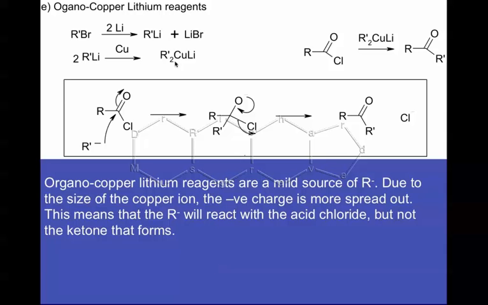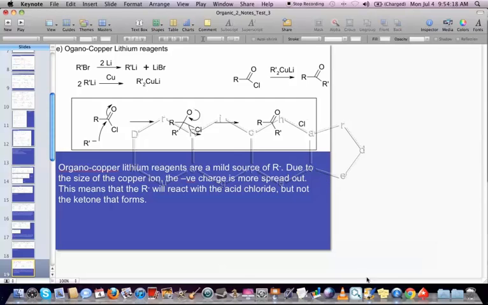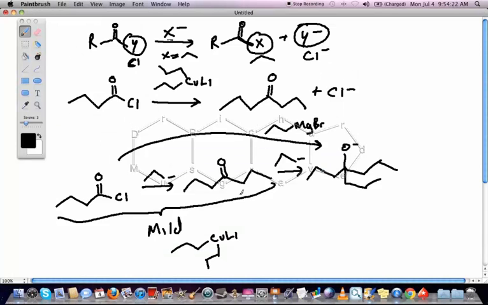The benefit of this is that it is a very mild form of negatively charged carbon, which allows for the production of the ketone without further production of tertiary alcohols. So let me show you a summary of that over here. What happens is that the negatively charged ion here will come from the organocopper lithium, and it will attack the acid chloride and produce a ketone.